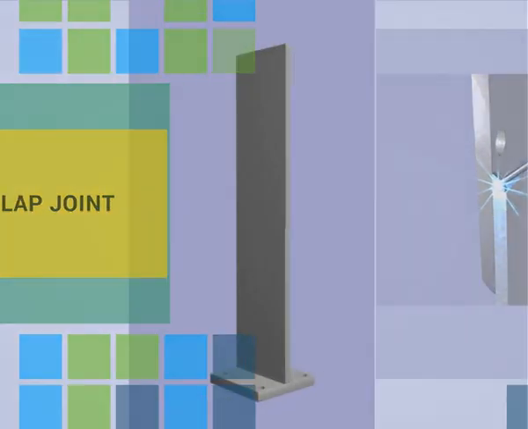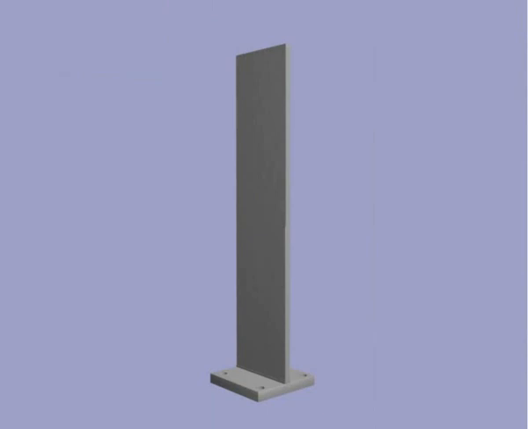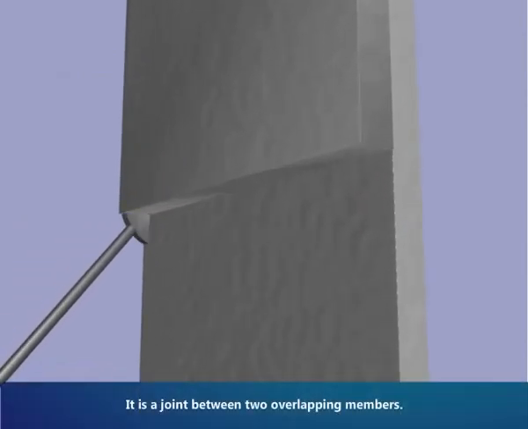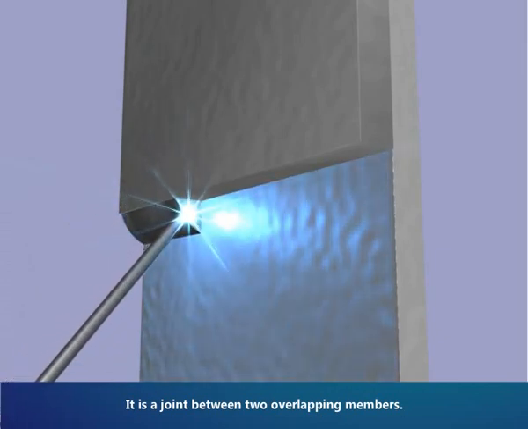Lap joint. This video explains about lap joint. Lap joint between two plates is shown. It is a joint between two overlapping members.